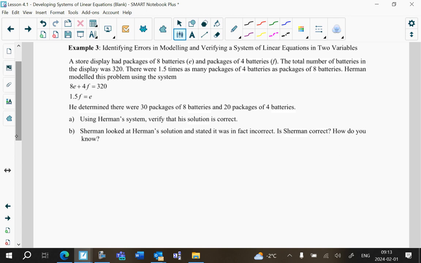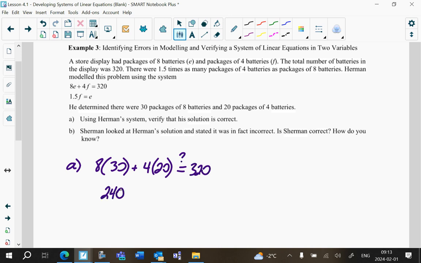Herman modeled this problem using the system given, and by whatever method he used, he got 30 packages of 8 batteries, 20 packages of 4 batteries. So the first thing we want to do is just verify he's correct, according to what he did. Does 8 times 30 plus 4 times 20 work out to 320? Well, that gives me 240 when I multiply those two. That gives me 80 when I multiply those two. Does that work out to 320? Yes, it does.